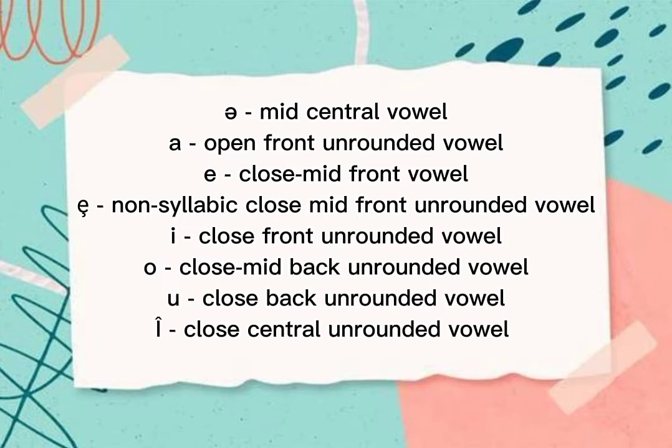The letter E, as in non-syllabic, close mid, front and rounded vowel. And the letter I, close front and rounded vowel. O is a close mid, back, rounded vowel. And the U, close back and rounded vowel. And the Â, close central and rounded vowel.